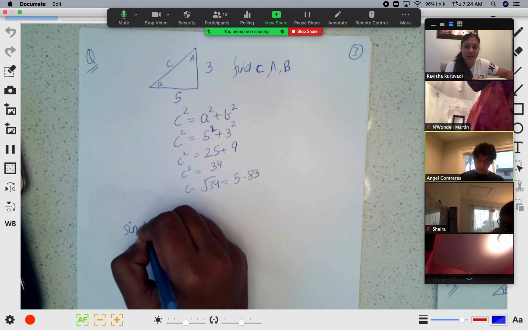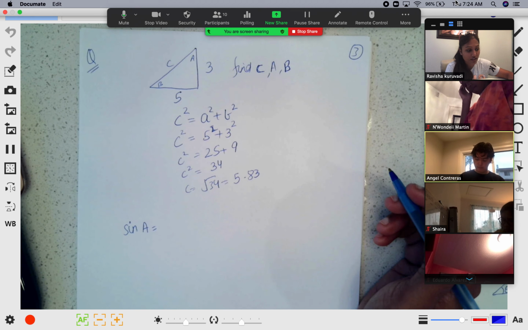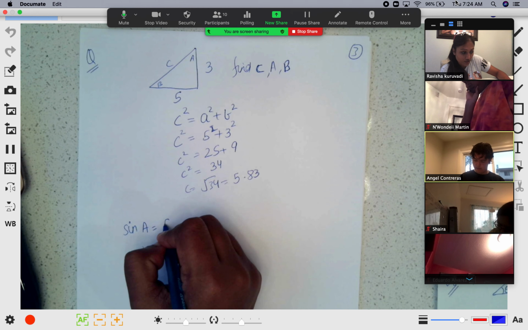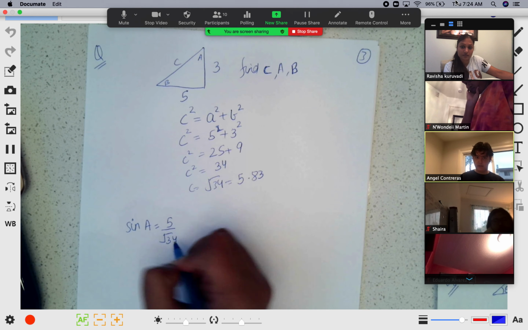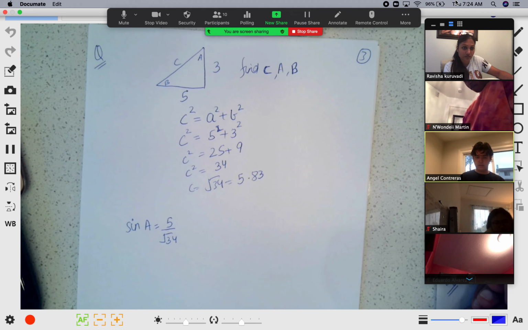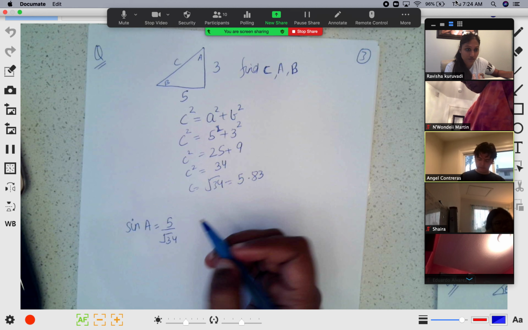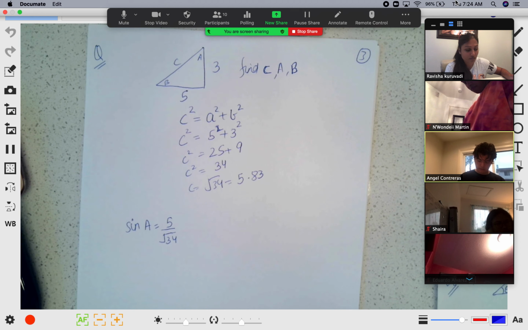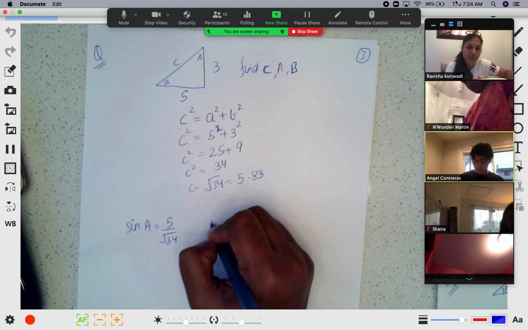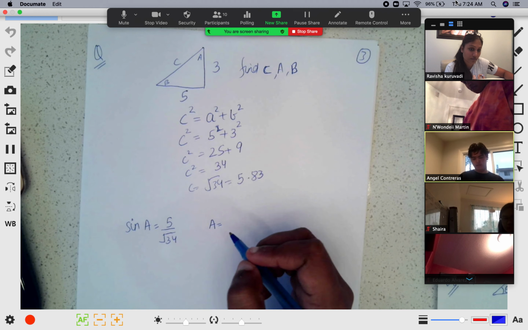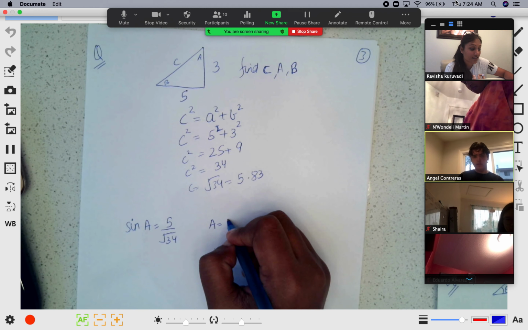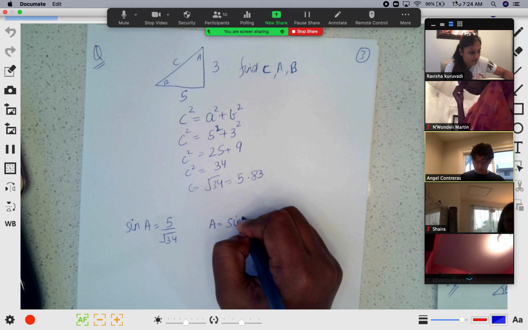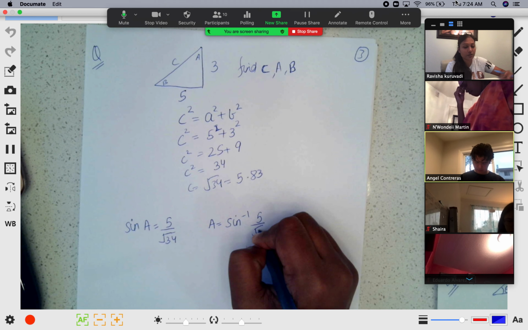So the formula for sine is opposite over hypotenuse. What's opposite of A? 5, and hypotenuse was square root of 34, right? Opposite over hypotenuse. That's the formula for sine. So how do I find A is equal to what? That divided by that? No. You have to take the sine on the other side, the inverse. Yeah, sine inverse 5 over root 34. Use calculator and tell me what you get.